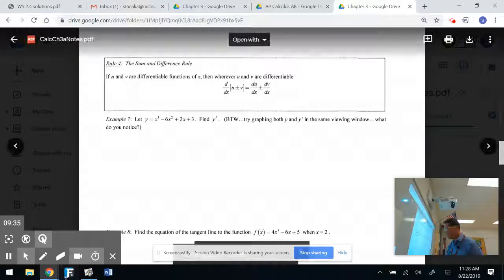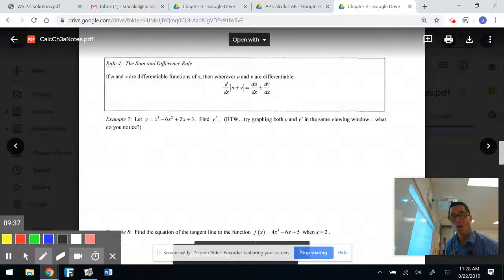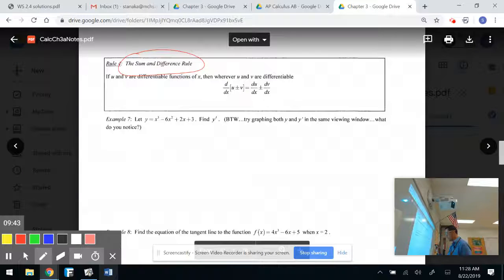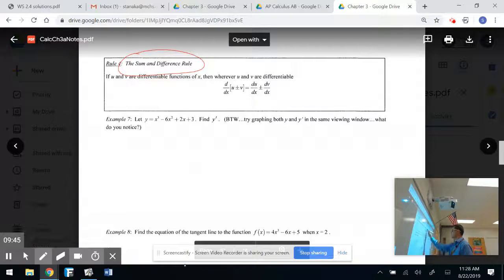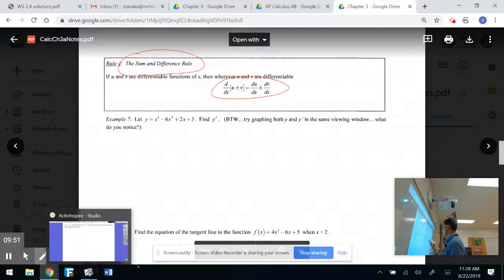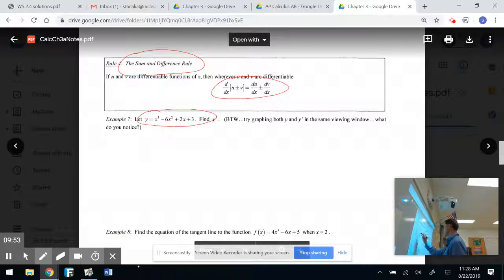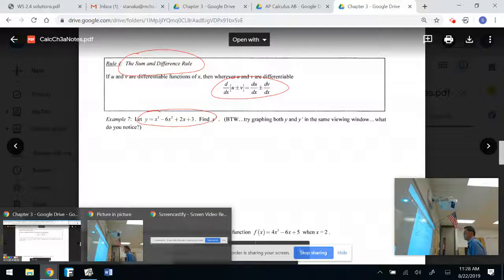All right, rolling. Sum and difference rule. It's kind of like the limit rule, right? Where the limit of a sum is the sum of the limits. Same thing with derivatives, okay? And I'm going to do these all the long way one time. Here we go. We have y equals x to the 3rd minus 6x squared plus 2x plus 3.